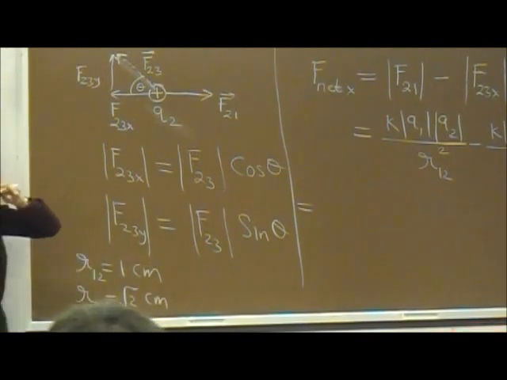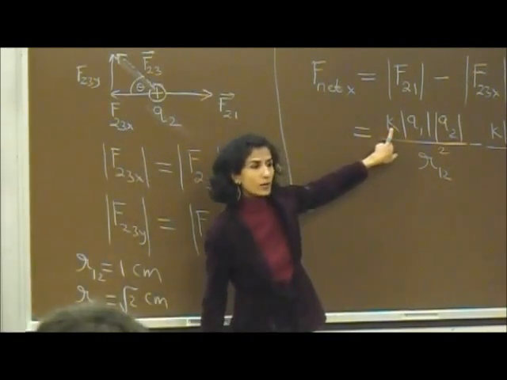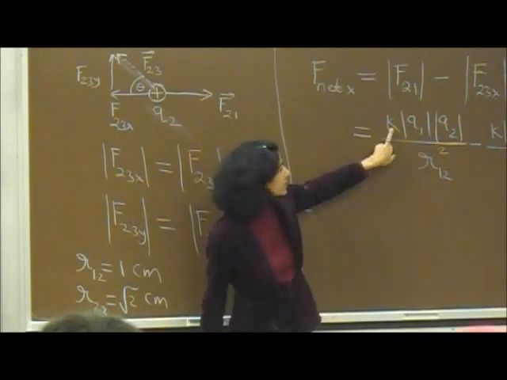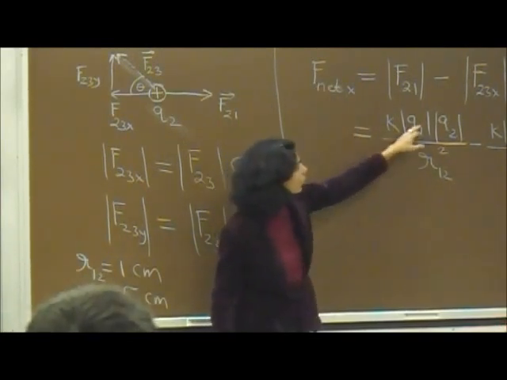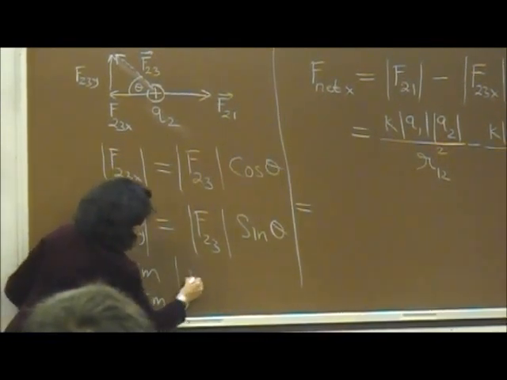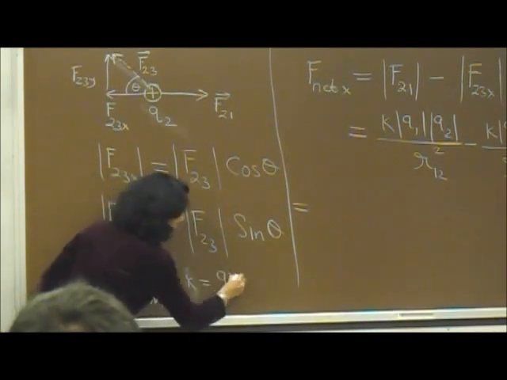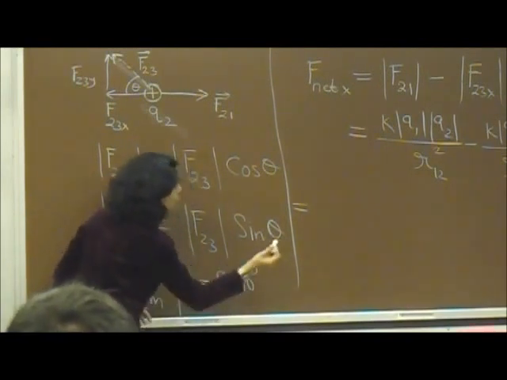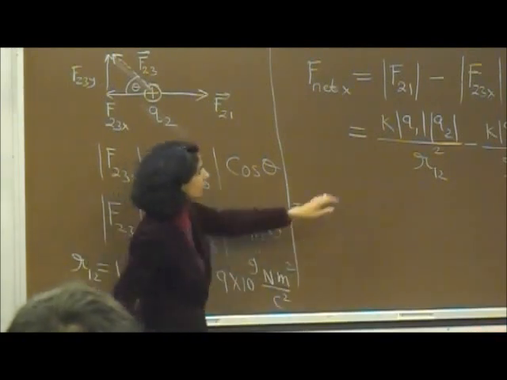So I'm not going to plug in the values, but you know the value of K. K is 9 times 10 to the power 9 in the SI system of units. So 9 times 10 to the power 9 Newton meter square over Coulomb square. That's the K from the constant. K is a universal constant, remember? So this is 9 times 10 to the power 9. It doesn't change. Newton meter square per Coulomb square. So put the value of K.